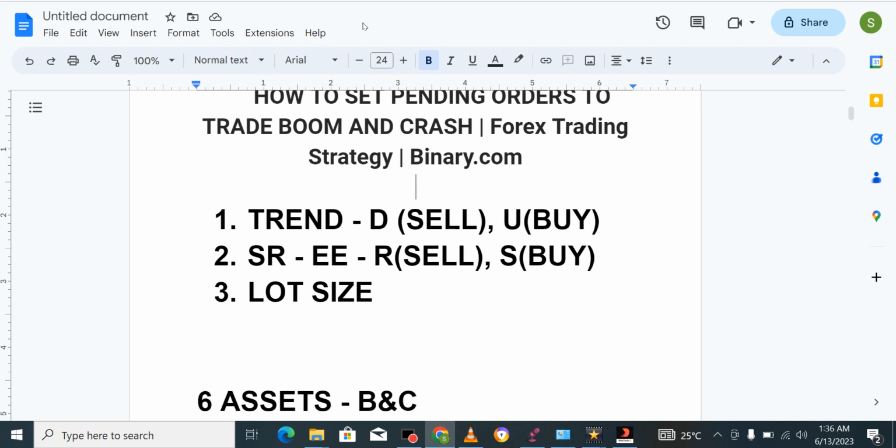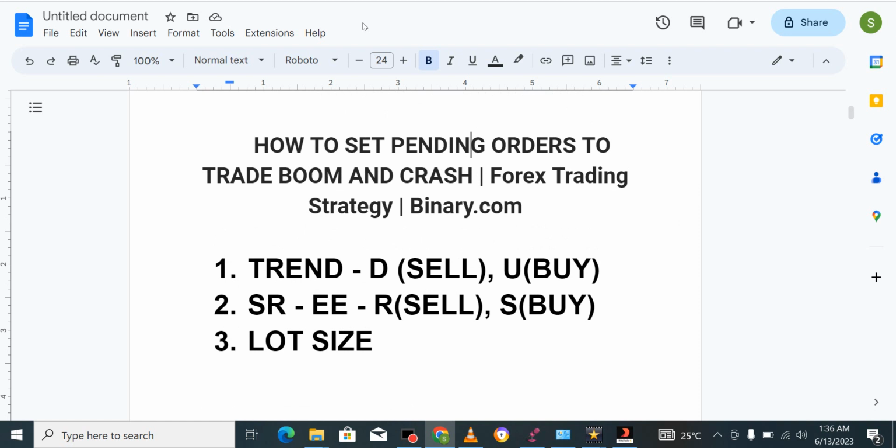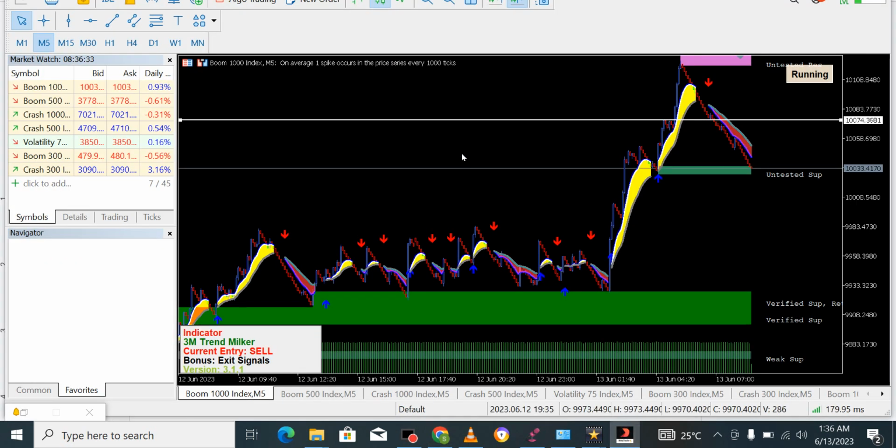Now let's see how to set up the pending orders. And like I have promised, we will be doing this together, because I've been getting so many messages from people, and I also noticed that most of them are those that are trying to place pending orders for spike trading. So now let's head on to the charts right away.